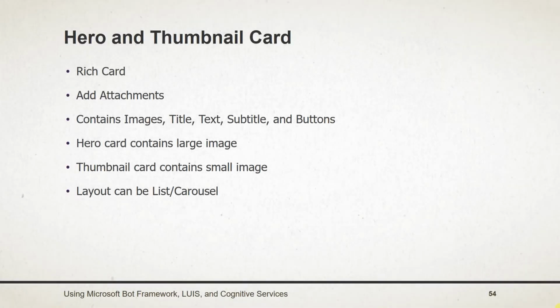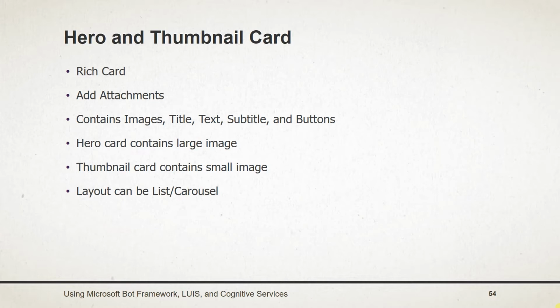In this session, we will learn how to create hero card and thumbnail card in Bot Framework. Bot Framework supports rich cards using which we can attach various types of media within the message. Now it supports hero card, thumbnail card, audio card, video card, animation card as well as receipt and sign-in card. In this session, we will see only hero and thumbnail card. Both cards can contain image, title, subtitles, descriptive text, and buttons.